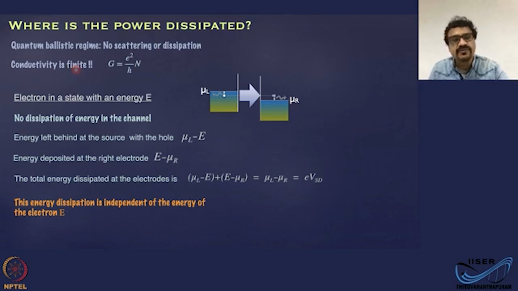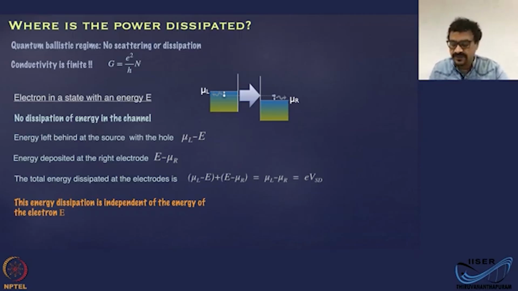But from the derivation for conductance, what we find is that the conductance of the channel is finite and it varies in a step-like manner, where e²/h is the quantum limit of conduction. But now the natural question is, if there are no scattering events in the device, then where is the power dissipated? Or where is this finite conductance, or the finite resistance, arising from? Where are we getting this finite conductance from, and where is the power dissipated?